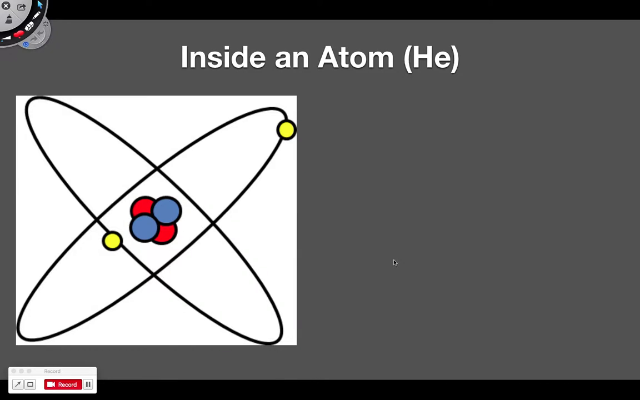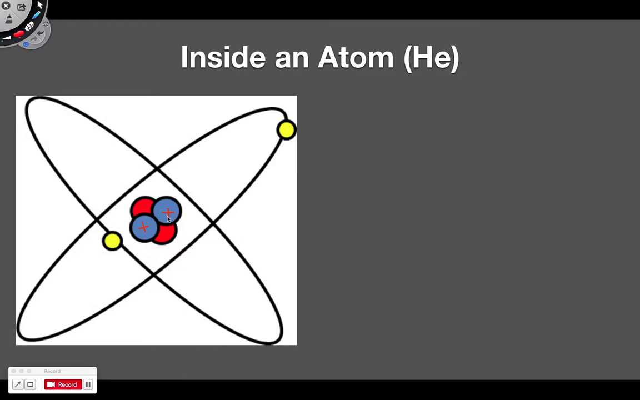First, we've got to think about the atomic level view. Let's go inside of an atom. What kind of atom is this? This is a helium atom. How do I know it's a helium atom? Well, it has two protons right here in the nucleus.